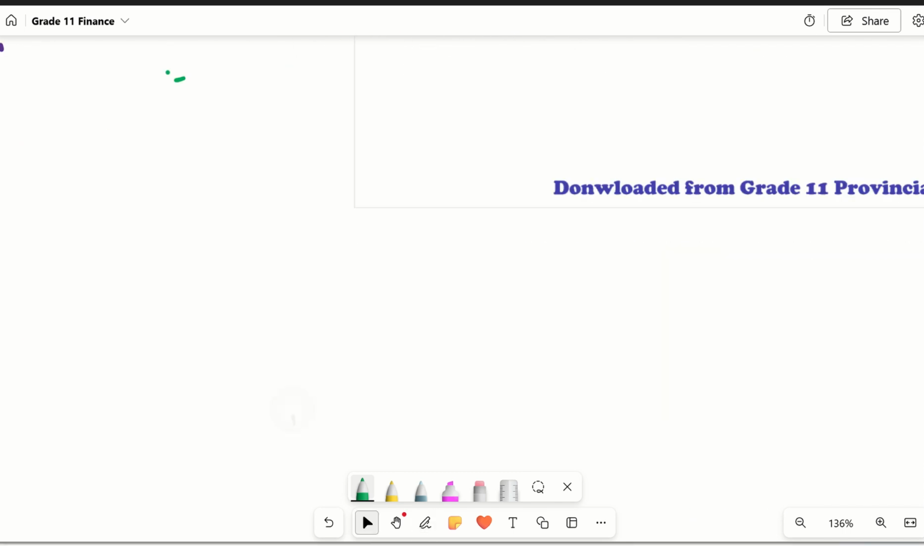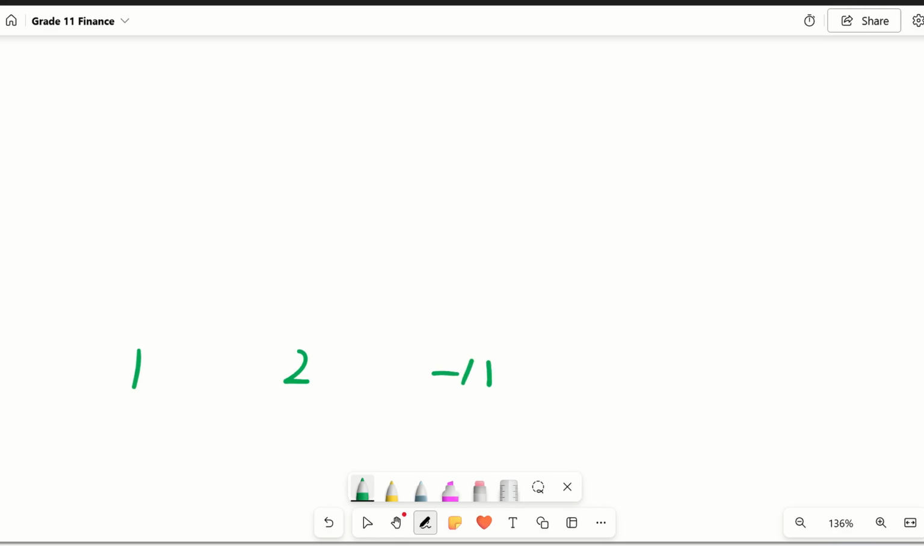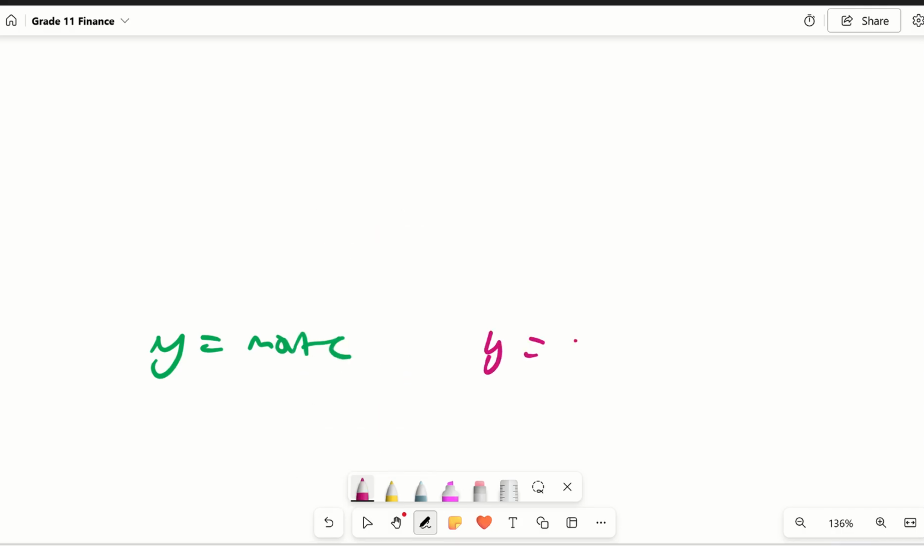First things first, you guys need to understand what a constant is. A constant is just a number. 1 is a constant, 2 is a constant, minus 11 is a constant. So a constant is a number, x is a variable, y is a variable, a is a variable, b is a variable, z is a variable, while numbers are referred to as constants, especially in algebraic expressions. For example, y equals mx plus c, the equation of a straight line, or y equals, for example, 2x minus 1.